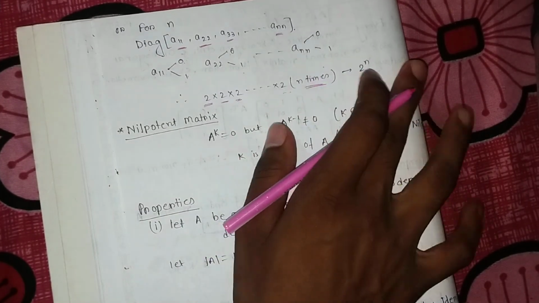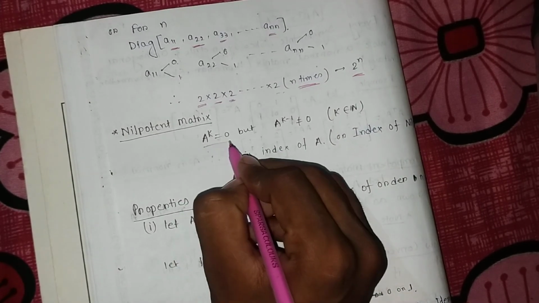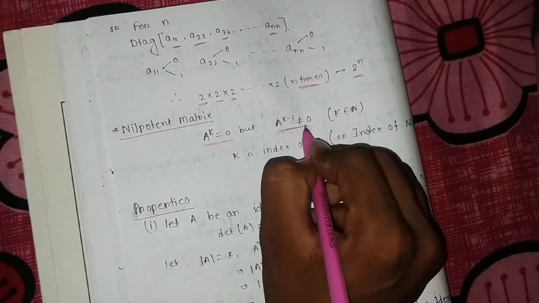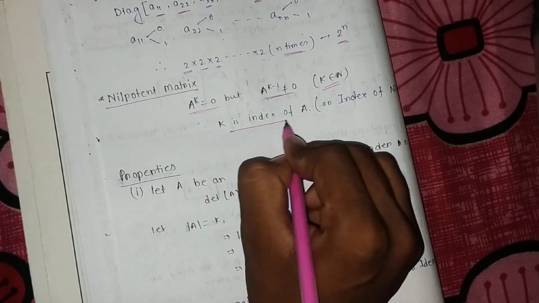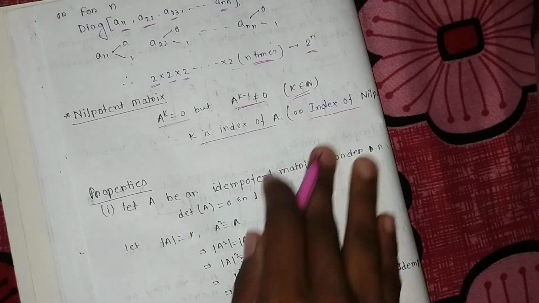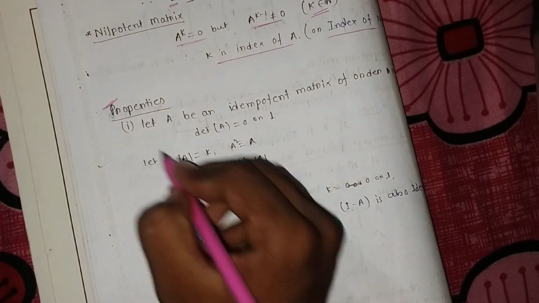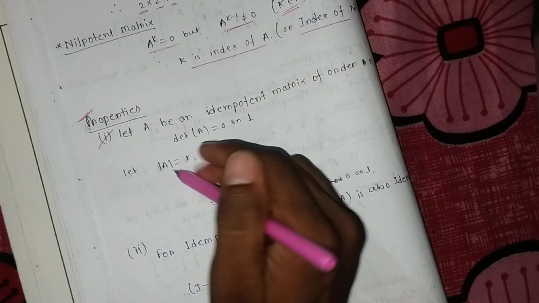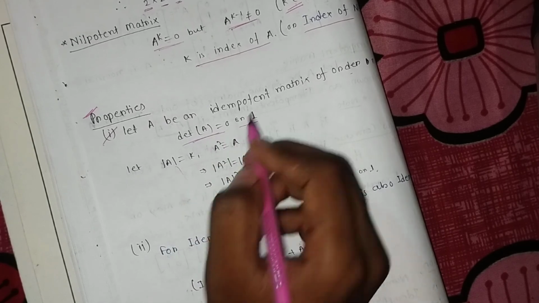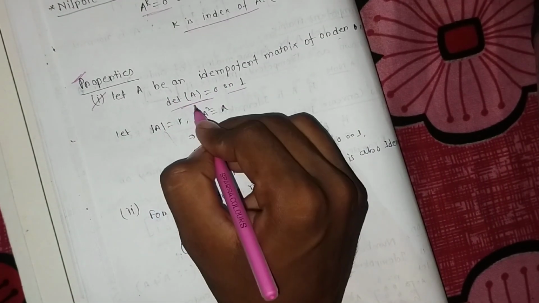Now, nilpotent matrix. A to the power k equals 0, but A to the power k minus 1 is not equal to 0, for k any natural number, then k is the index of A, the index of the nilpotent matrix. Okay, it's easy. Now properties. The first property: if A is an idempotent matrix of order n, the determinant of A equals 0 or 1.